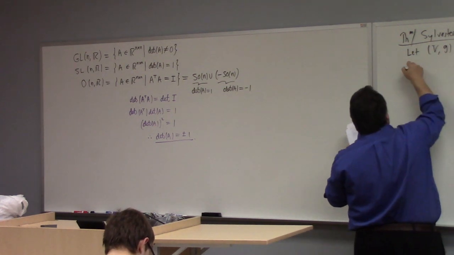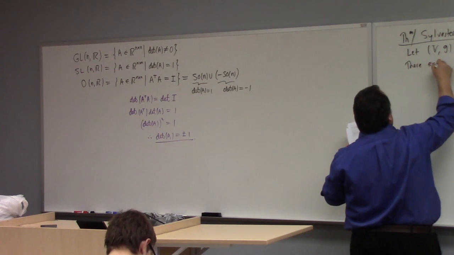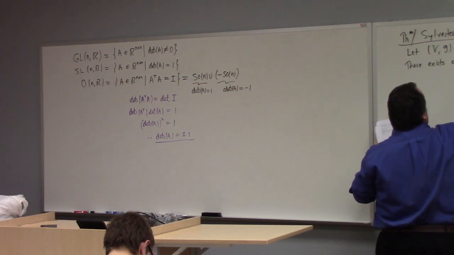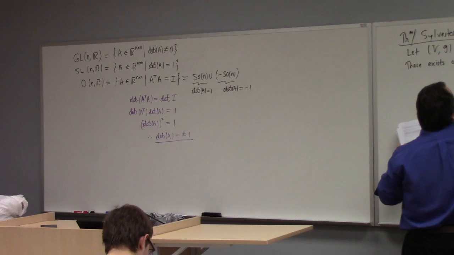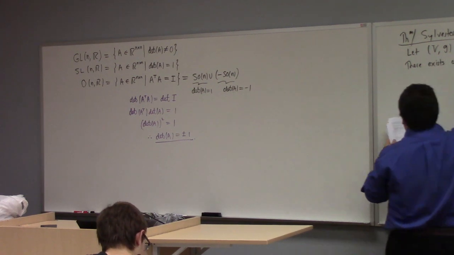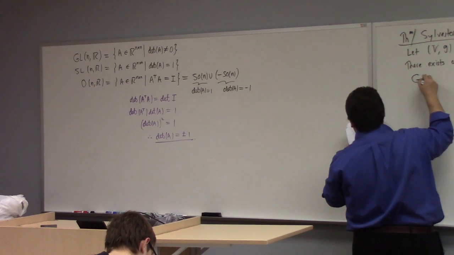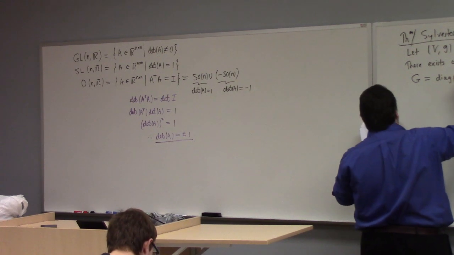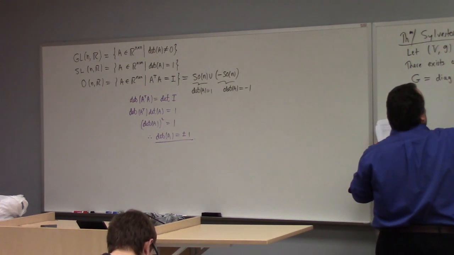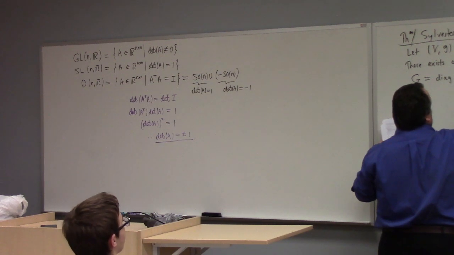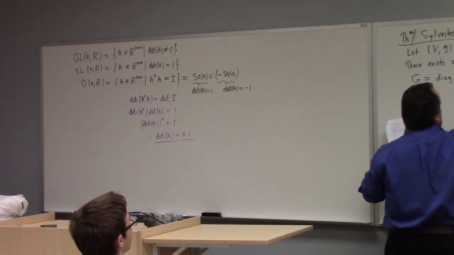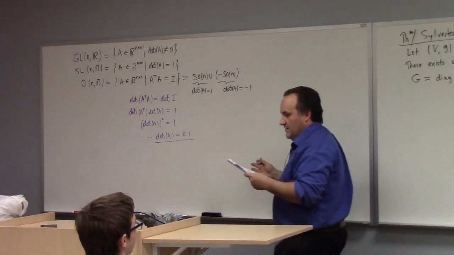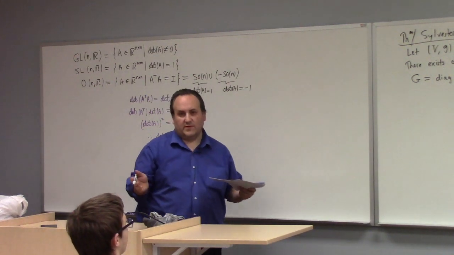There exists a basis beta for which the matrix of little g, which we call big G, is equal to a diagonal matrix with -1 repeated a few times and 1 repeated a few times, possibly. Of course, it could be that it's all -1. It could be that it's all 1.